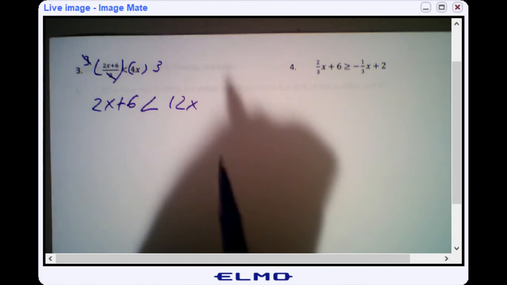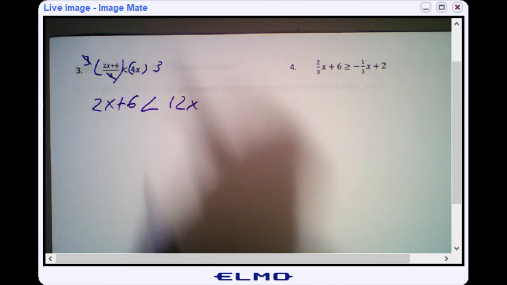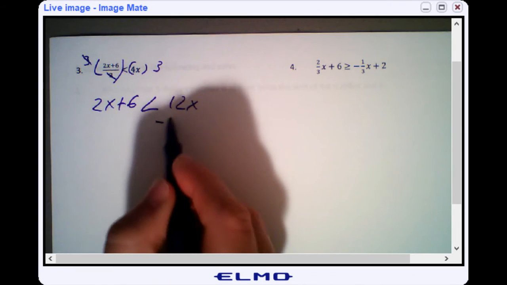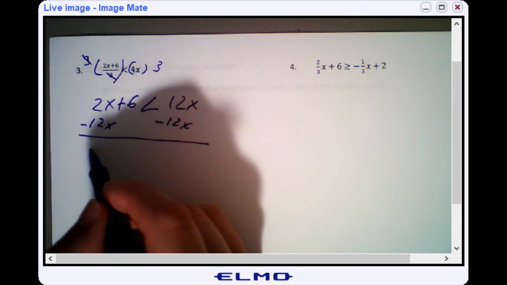So I need variables on one side, numbers on the other. It doesn't matter which side you put them on. I would always just put them on the left. If you're going to do that, we're going to subtract 12x from both sides. 2x minus 12x is negative 10x.